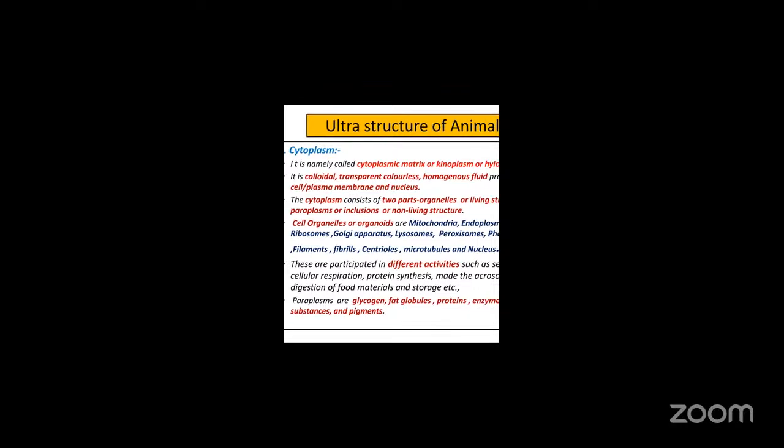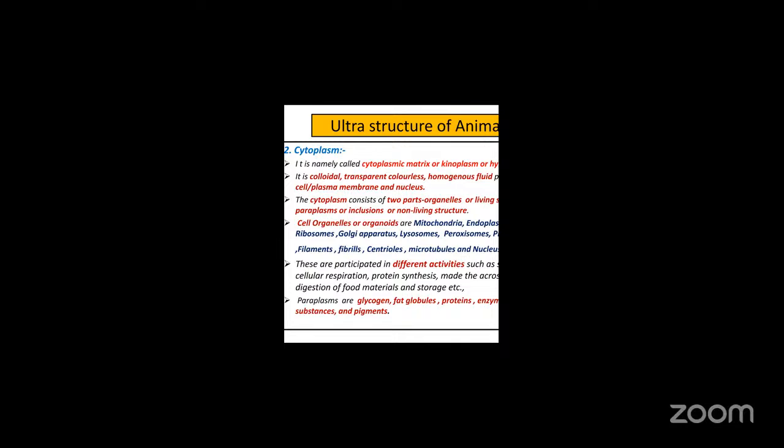So you can also call this cytoplasm by different names. You can call it a cytoplasmic matrix or kinoplasm or the hyaloplasm or the cytosol. So it is colloidal in nature. It is transparent, colorless, homogeneous fluid present between the cell, that is the plasma membrane, as well as the nucleus.